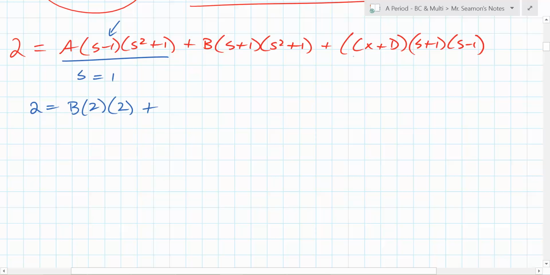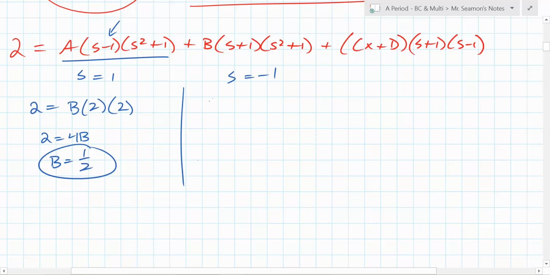And what happens to that third term? It disappears as well. So can we directly find b? What's b equal to? 1 over 2. Yeah, that's nice. What's another magic number we could use? What's the other nice magic number we could use? -1. And what happens when we do that one? We end up with 2 is equal to a times -2 times 2. So what does a equal? Hey, we had a and b.